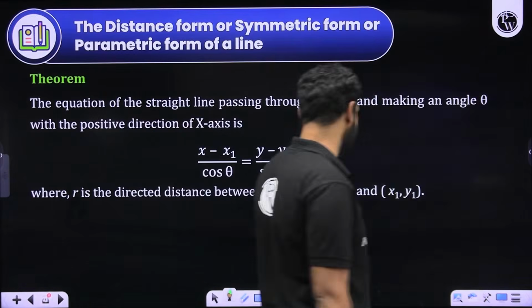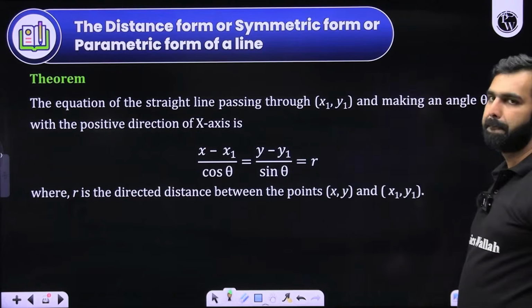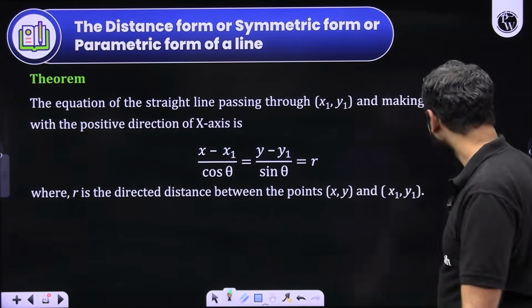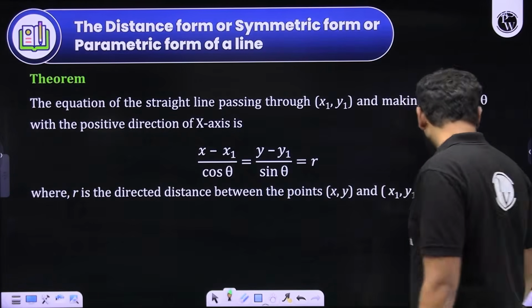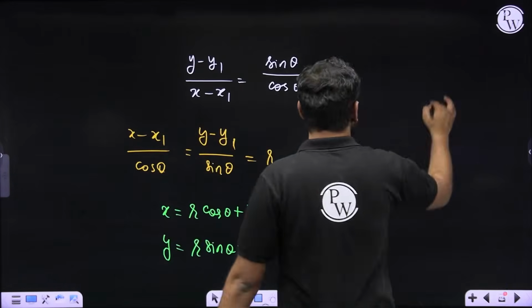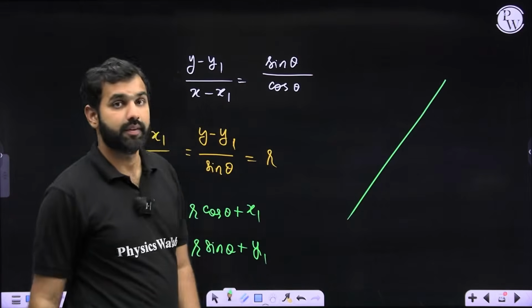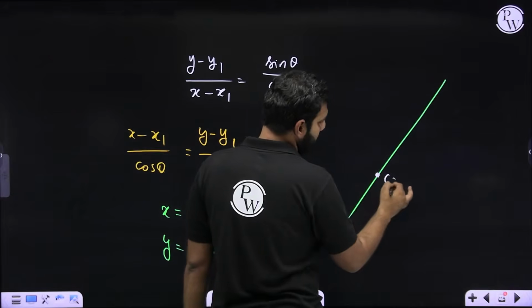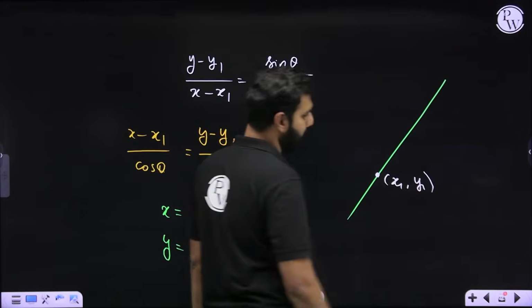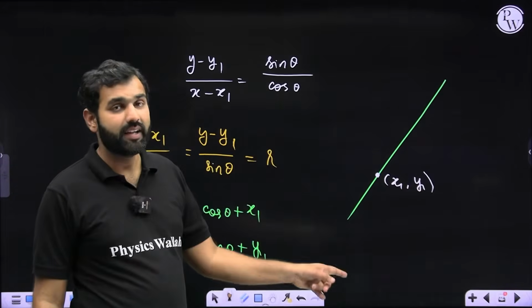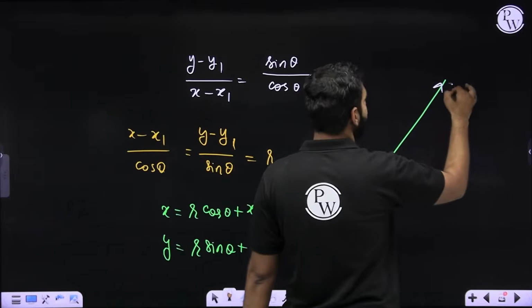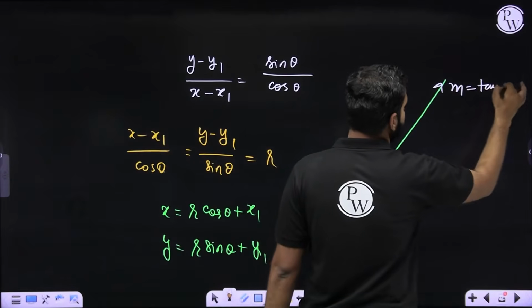Now, what do I mean by that? Let me make you understand that result now. Basically, r is nothing but a distance. Let's say there is a straight line, and on this straight line, there is a point x1 comma y1. Of course, the angle this line makes with the positive x-axis is theta, which means the slope of this line, which is m, is given by tan theta.